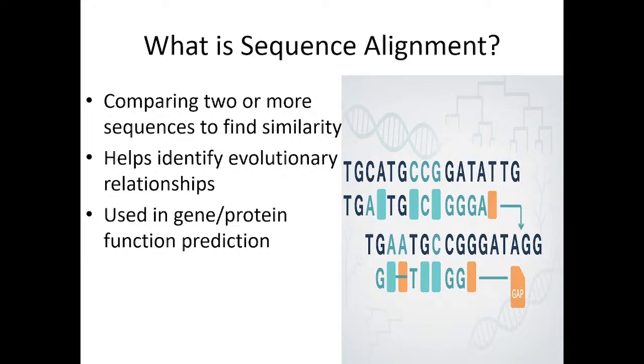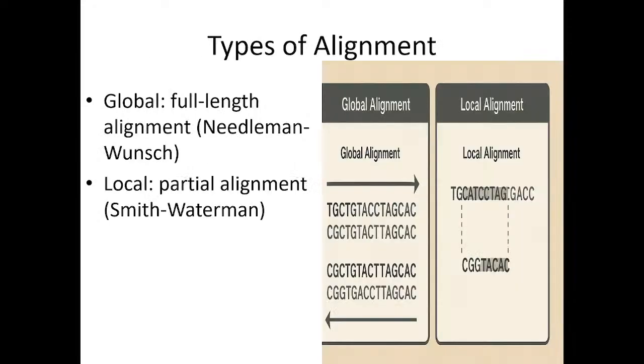So I have explained to you that sequence alignment means comparing two or more sequences to find their similarities. Another purpose is to help identify if there is any evolutionary relationship. You can also use it on genes and proteins, that is, you can use alignment to detect the function of a protein.